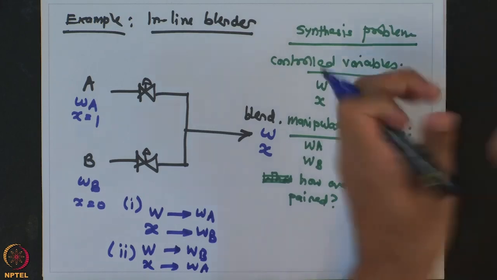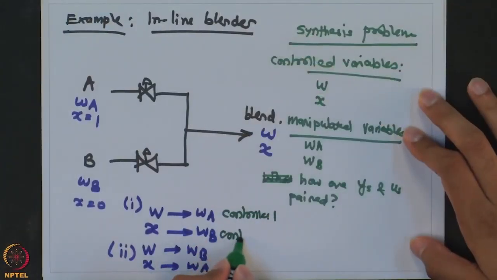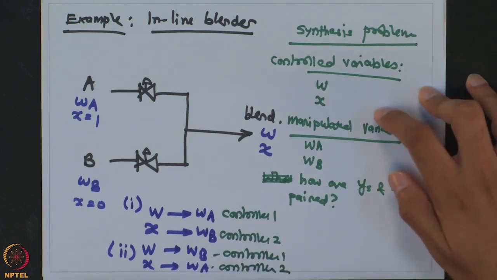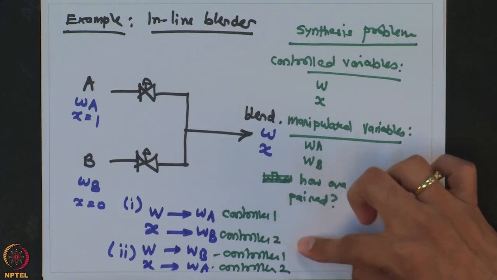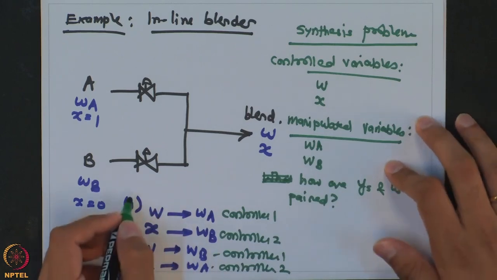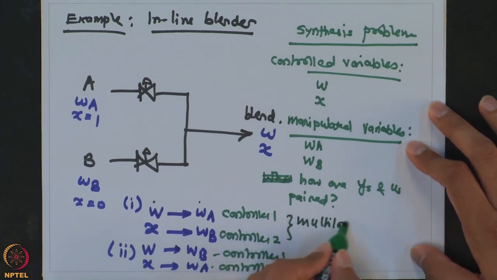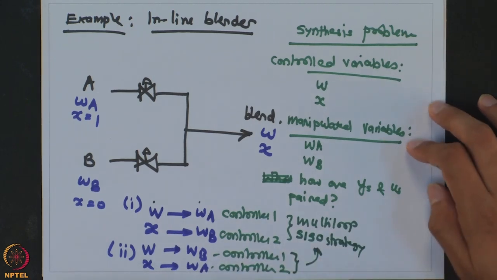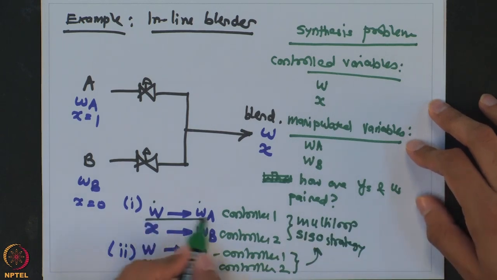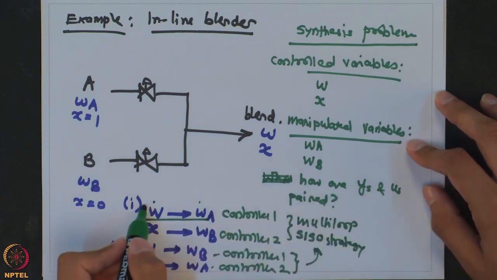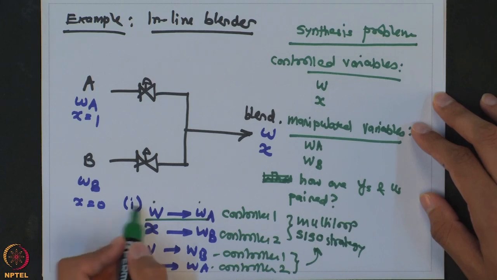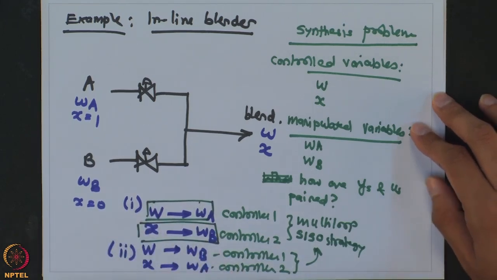In both these options, you will have controller 1 and controller 2. As we have two controlled variables, in each of those cases we are going to use two separate controllers, and each of those controllers will have a single input and a single output. All these are known as multi-loop single input single output strategies. Each of these individually would be similar to what we have studied so far, which was a single input single output type of controller.